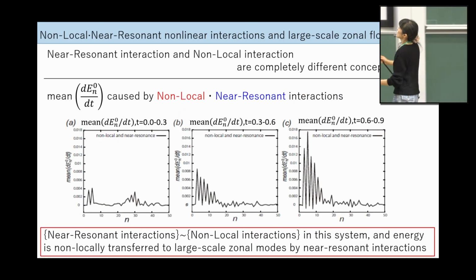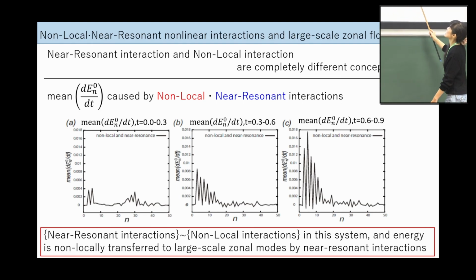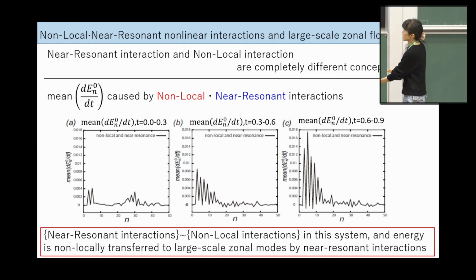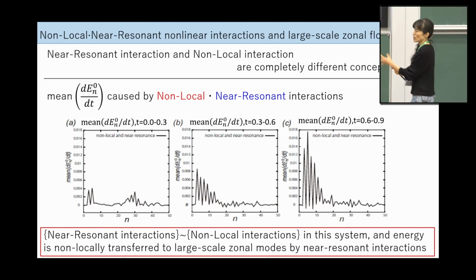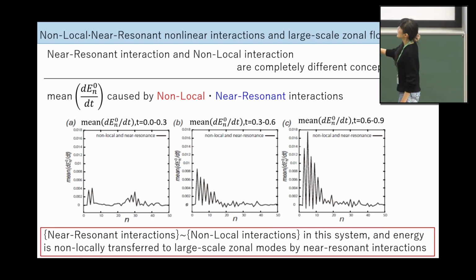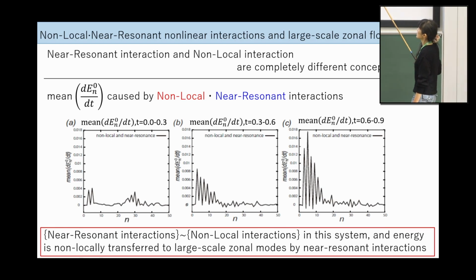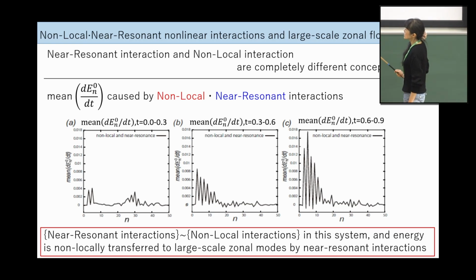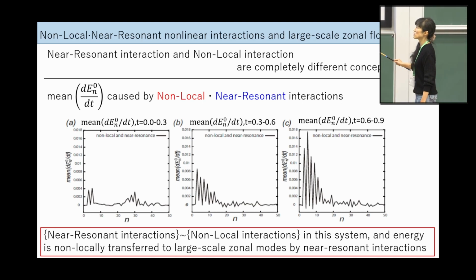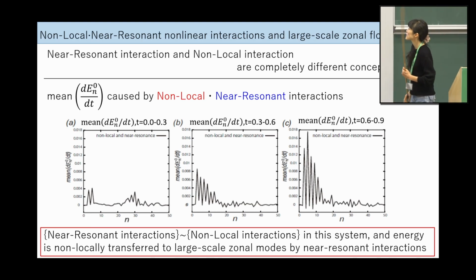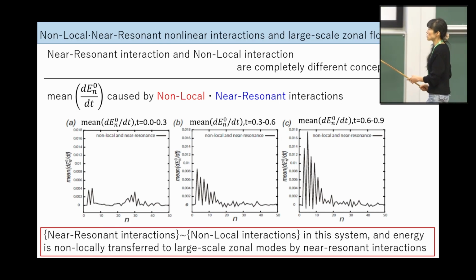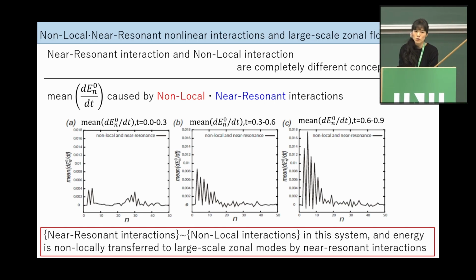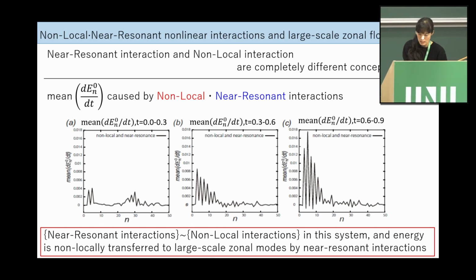But if we see non-local and near-resonant interactions at the same time, then we see a very strong value for n equals odd integer. N is low and an odd integer in these three time ranges. So this means that the set of near-resonant interactions and the set of non-local interactions coincide in this system, and the energy is non-locally transferred to large-scale zonal modes by near-resonant interactions to form large-scale zonal flows in the system.